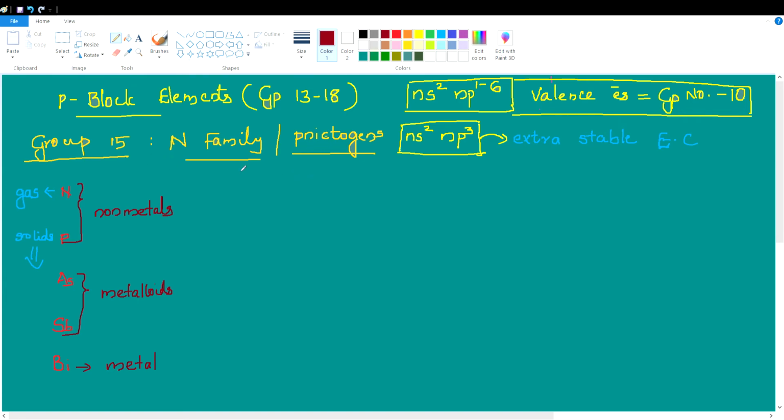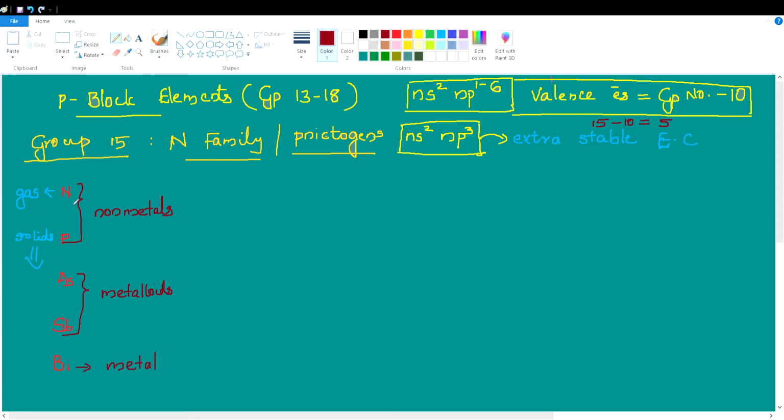Group 15 elements contain how many valence electrons? We know valence electrons equal group number minus 10. So here, group number 15 minus 10 equals 5 valence electrons. General electronic configuration ns2 np3. This electronic configuration is specially stable because the s orbital is completely filled and the p atomic orbital is half filled. Hence it is extra stable.